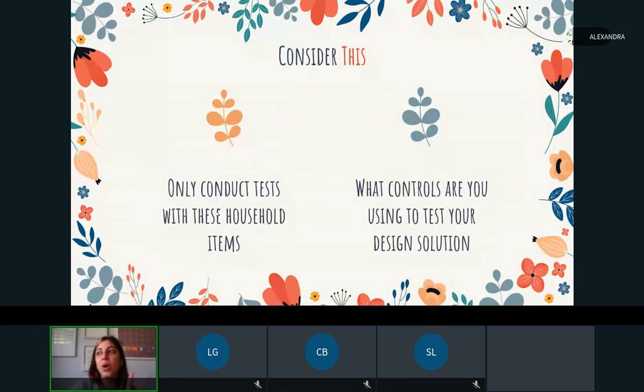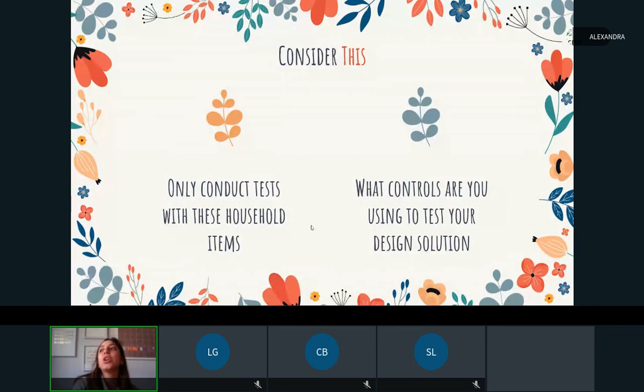And the second thing is, what controls are you using to test your design solution? So remember, we only want to be changing one variable at a time. So what's going to stay the same for everything else? What temperature, what amount, where, what kind of seeds, right? All of these things need to remain the same throughout all of your experiments. And that's not all, right? That's just the starting point. So really making sure that you're only changing one thing at a time is going to be huge.